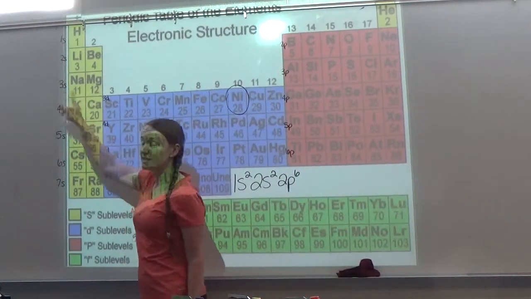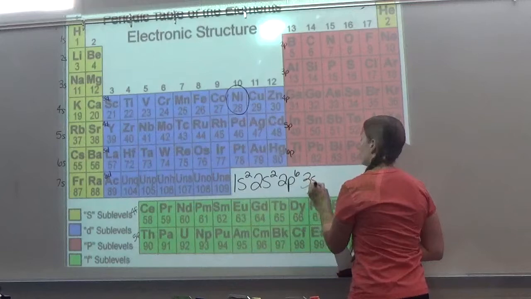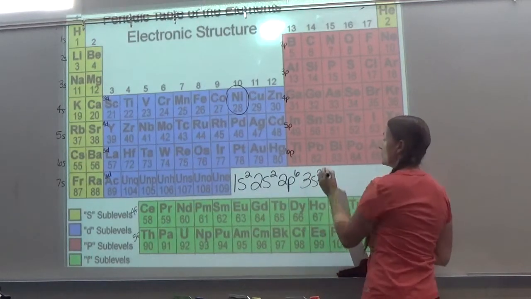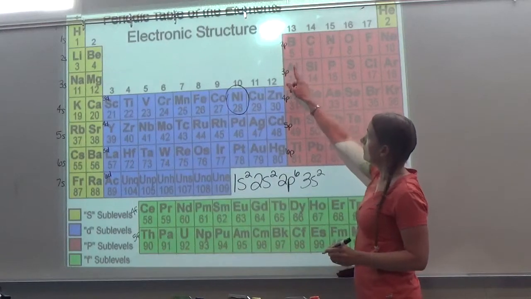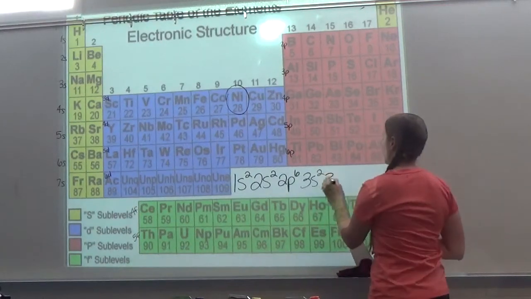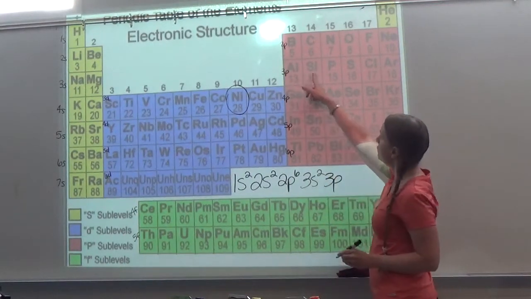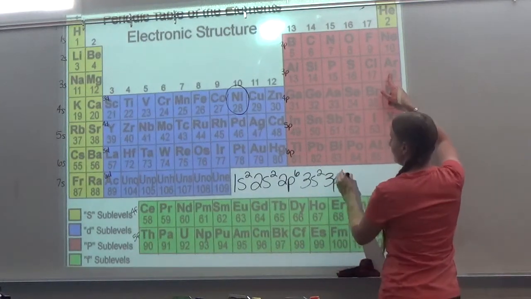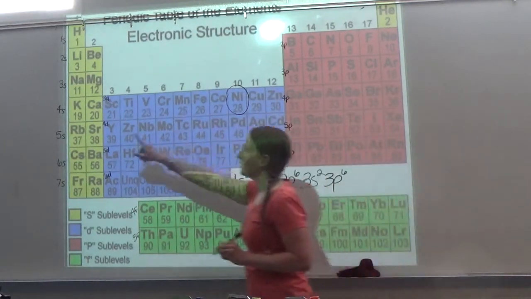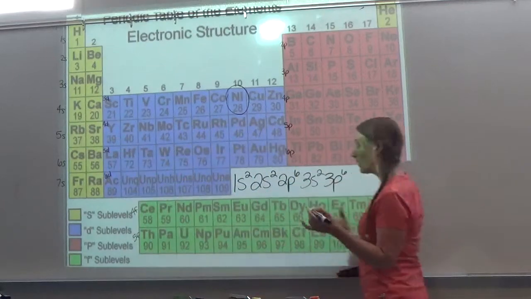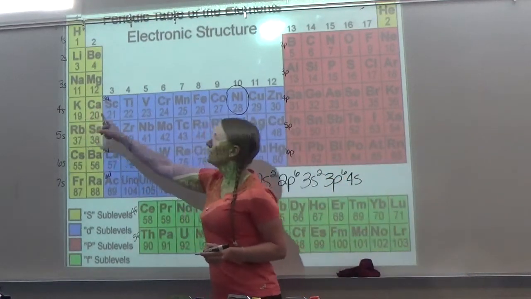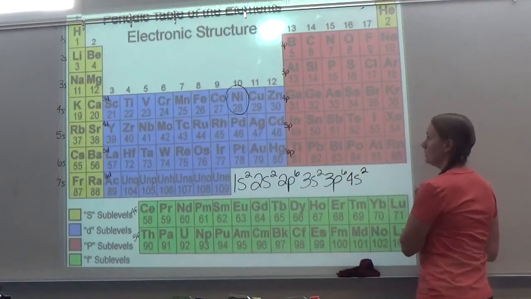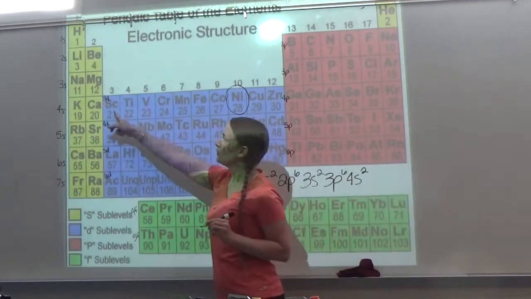Now I'm at 3s. 3s can hold 2, 1 for sodium, 1 for magnesium. So then I come over here to aluminum. Now I'm at 3p. I need all 6, 1, 2, 3, 4, 5, 6, because that gets me to argon. Then I come down here, I'm at potassium, so I'm at 4s. And it holds 2. Potassium, calcium. So I put 2. Now I'm at 3d.